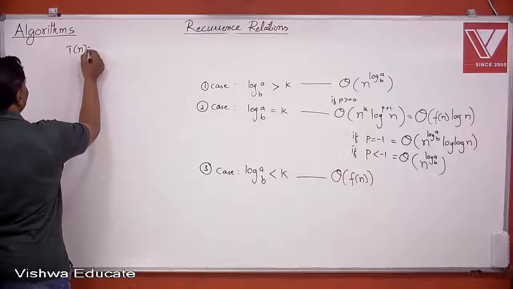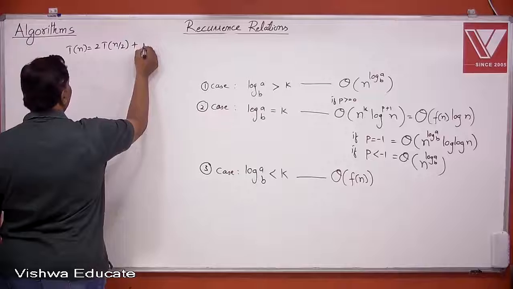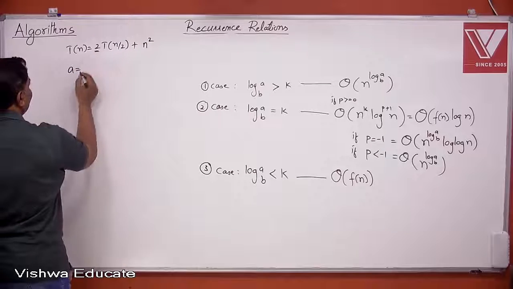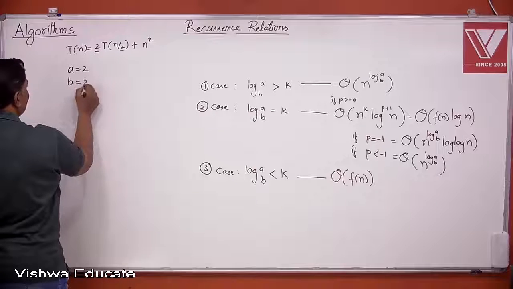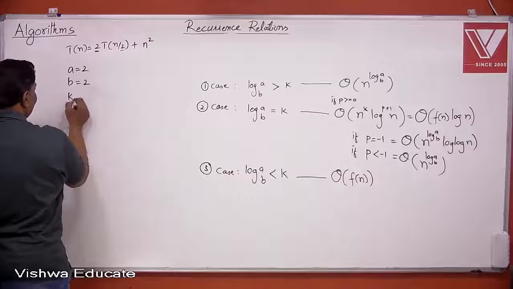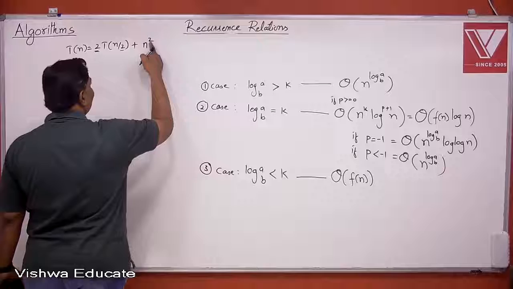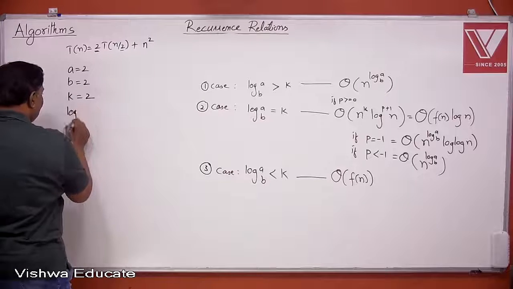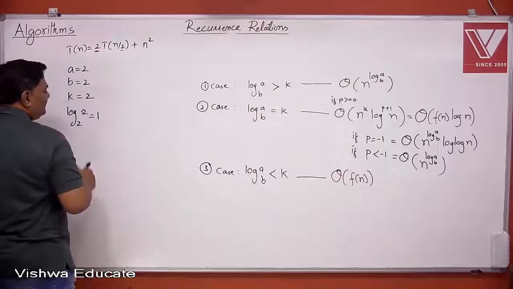T(n) is equal to 2T(n/2) plus n square. What is A? This one, A is 2. What is B? This one, B is 2. Then what is the k? Power of n in f(n). This portion is f(n). Power of n is how much? 2. Now what is log A base B? So log 2 base 2 is how much? 1. Log 2 base 2 is 1.